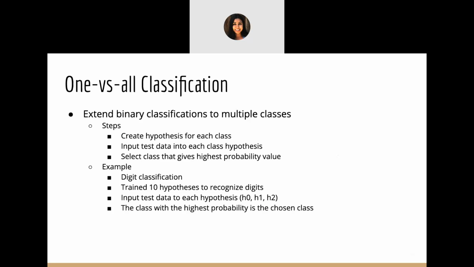An example of that is digit classification, like MNIST, if you've heard of it. If you use their data and you're trying to classify a bunch of handwritten digits into 10 different categories, you can train 10 different classification hypotheses to recognize the digit, input your test data into each of the hypotheses, and then take the class with the highest probability as the chosen class.